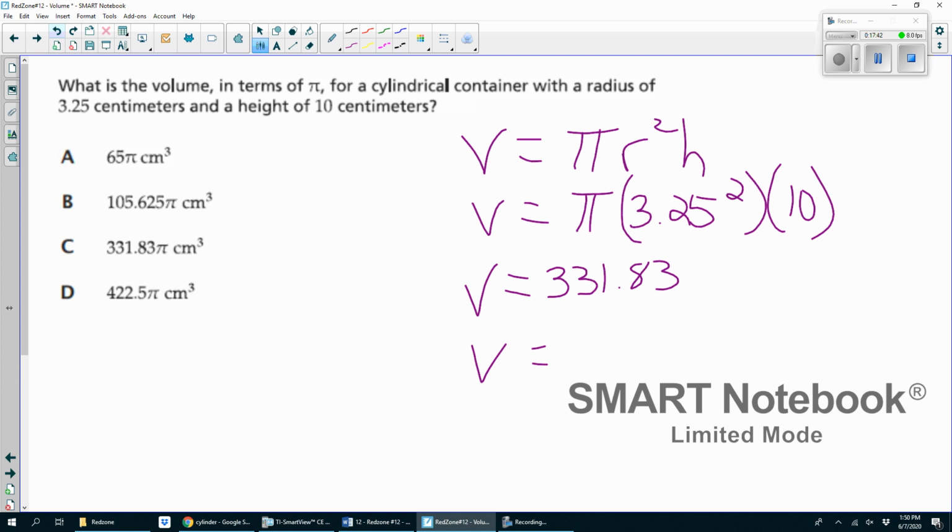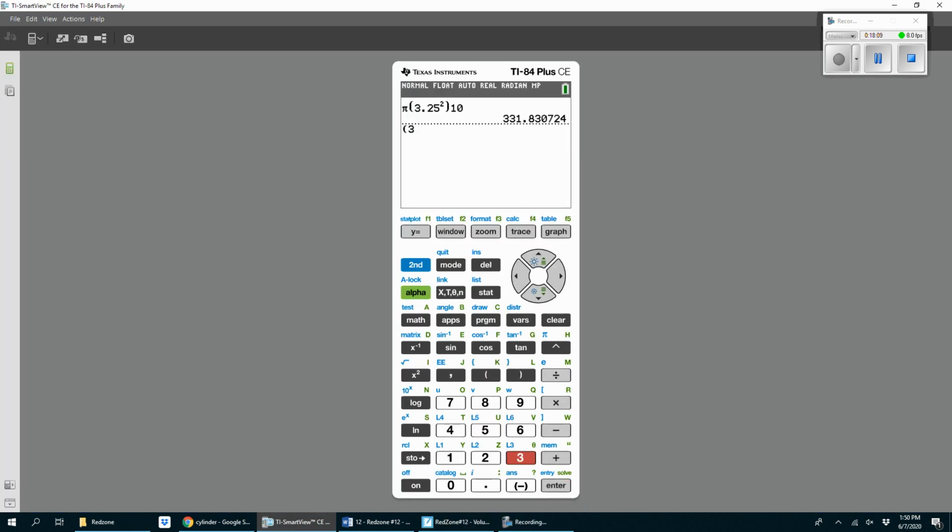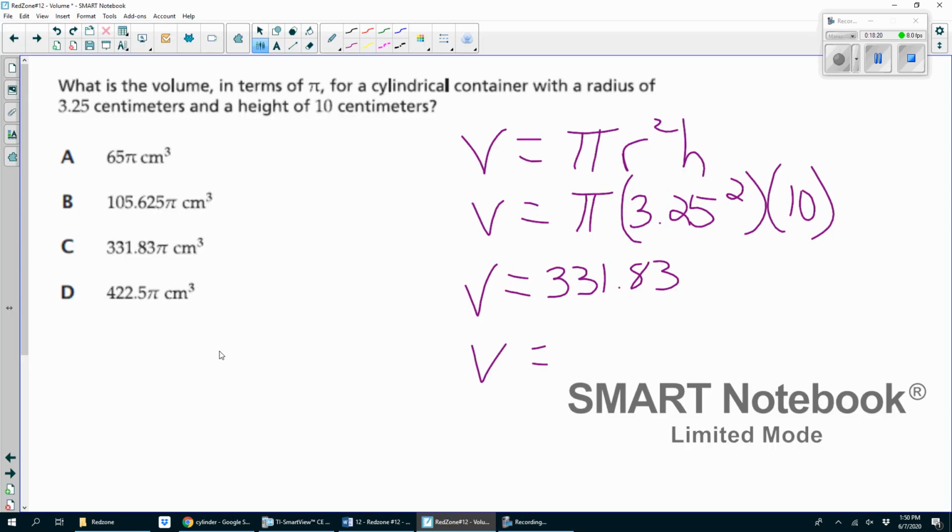So what you could do is multiply each one of these answers by pi and write down what they are as decimals and then see which one comes out to that. Or you can use your calculator to give you the answer in terms of pi. So remember, to get an answer in terms of pi in a calculator, you only put in the numbers, not the pi symbol. So I'm going to write 3.25 squared times 10. I'm leaving out the pi that I entered the first time. And it's going to give me 105.625.